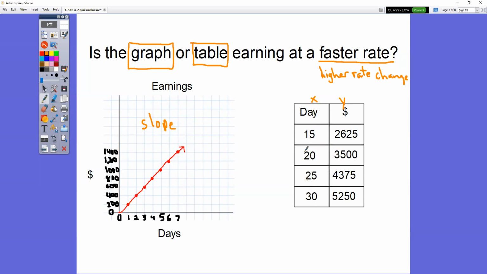Now notice that our x column is not going by ones, our x column is going by fives. Therefore, you have to use subtract, subtract, divide to find your rate of change. Go ahead and do these 2, please. Figure out which one has a higher rate of change.